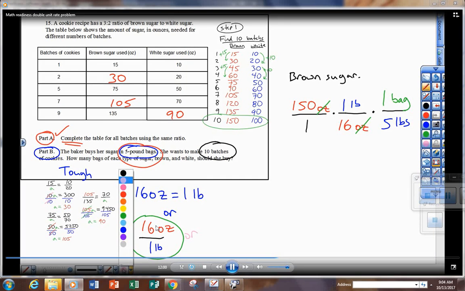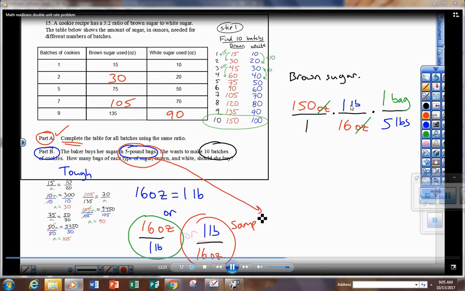So I could use 16 ounces over 1 pound, or I could use 1 pound over 16 ounces. Those are equal, so I could write them either way as a fraction and still have it be equal. So for my problem here, it wouldn't make sense to use 16 ounces on top and 1 pound on the bottom because the ounces wouldn't cancel. So I'm going to use this one instead because I can. And with that way, the ounce units will cancel away.